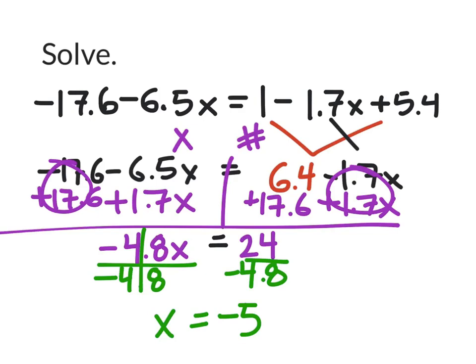1 minus 1.7 times x, but now x again is negative 5, plus 5.4, and when I push enter, hopefully I'll get 14.9. Boom, I do. And since I do, it shows that the left side equals the right side of the equal sign, which makes it a true statement. Therefore, x equals negative 5 is the actual solution.